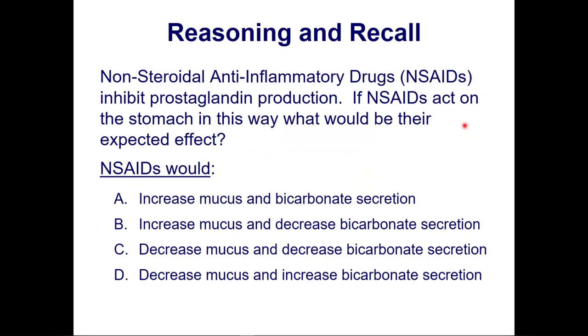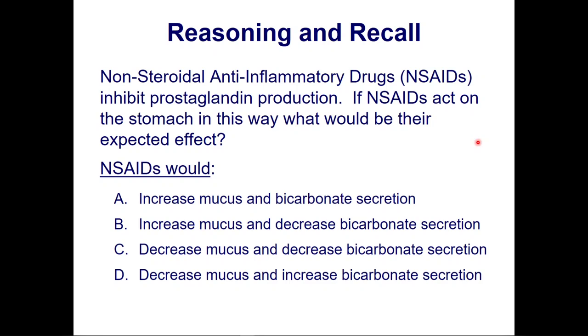So just to see if you guys are sharp and alert, a reasoning and recall question. NSAIDs are drugs that inhibit prostaglandin production. If NSAIDs act on the stomach in this way, what would be their expected effect? I already kind of alluded to it. Remember, they block prostaglandin E2 and prostaglandin I2 production. Those are protective prostaglandins.